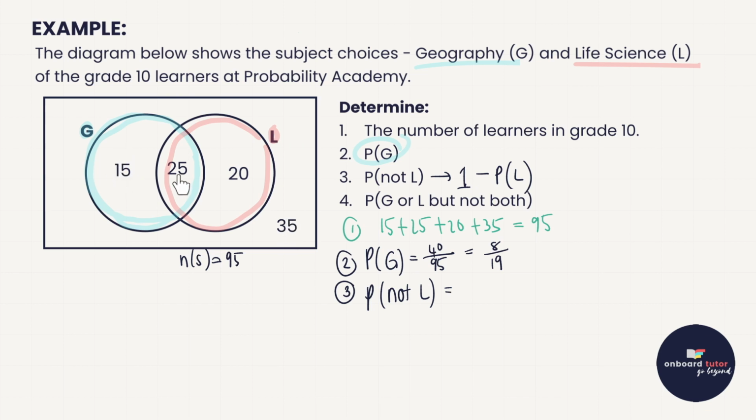Again, be careful here. These 25 are part of this red circle, so they do take life science. 15 plus 35 takes us up to 50 out of the 95. Type that on our calculator. 50 over 95 simplifies there to 10 over 19.